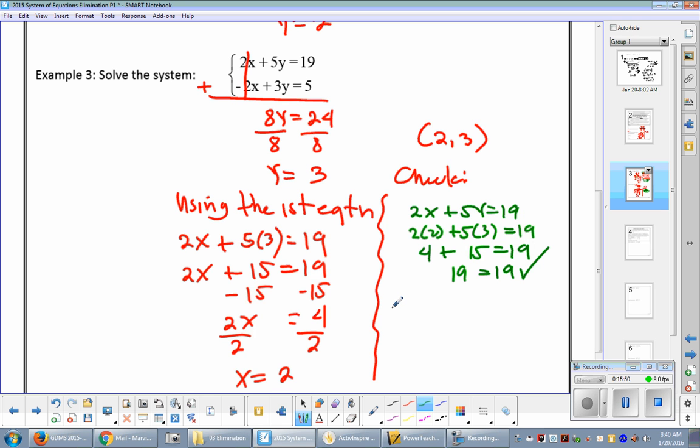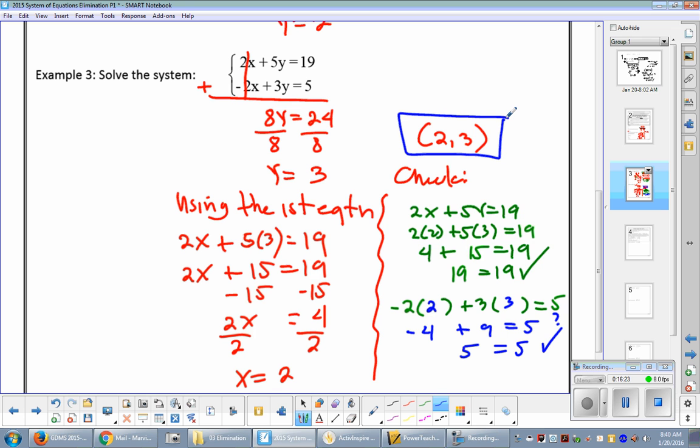Okay, let's check the second equation. I have negative 2x plus 3y equals 5. X here is 2, y is 3. So negative 2 times 2 is negative 4, plus 9, equals 5? We're trying to verify the second equation, so I put a question mark here. Negative 4 plus 9 is just equal to 5. So the left side and the right side are the same. So we can say that (2, 3) is indeed the solution for this system.